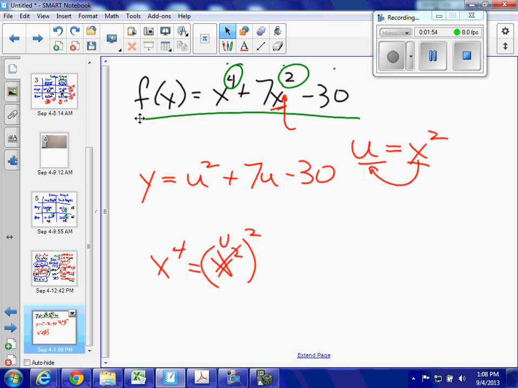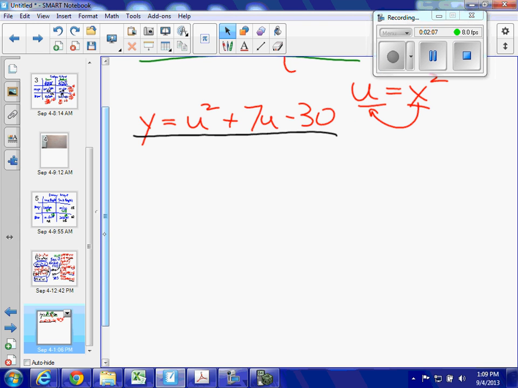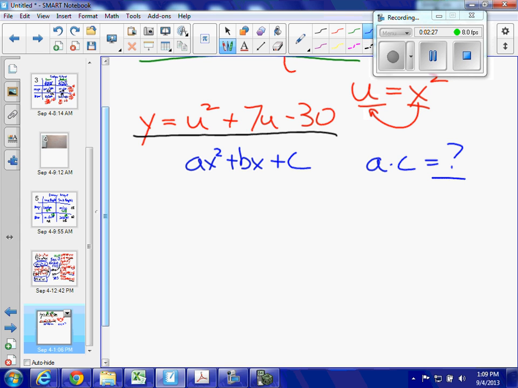This looks a lot more like a quadratic equation. It's a squared plus a linear to the power of 1 minus a constant. This is something I can probably factor. A quadratic equation is in the form of ax squared plus bx plus c. If I multiply my a times my c, I will get a number, and I'm looking for the factors of that number that, when added together, will give me my b, my middle term.